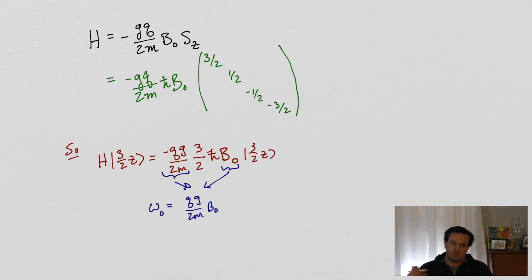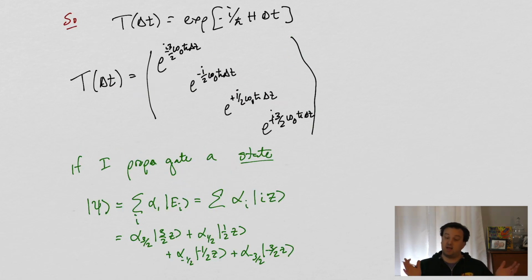Now, your book, and many times, will take as many of these coefficients as possible and try to write them as something that's easier to write. And so I'm going to take the g, the q, the 2m, and the B naught, and make them something that we're going to call omega naught, just so that my states now look like omega naught times the eigenvalue of the Sz operator.